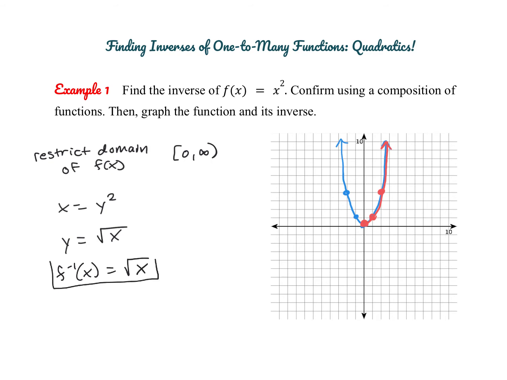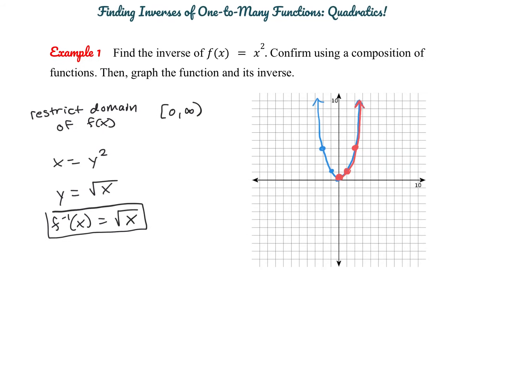We can confirm that, as it says in the directions, using our composition of functions. So let's do f of f inverse of x. So that would be this, the square root of x plugging in here, so squared, which equals x. So this confirms that they are in fact inverses, and now we're going to graph it.